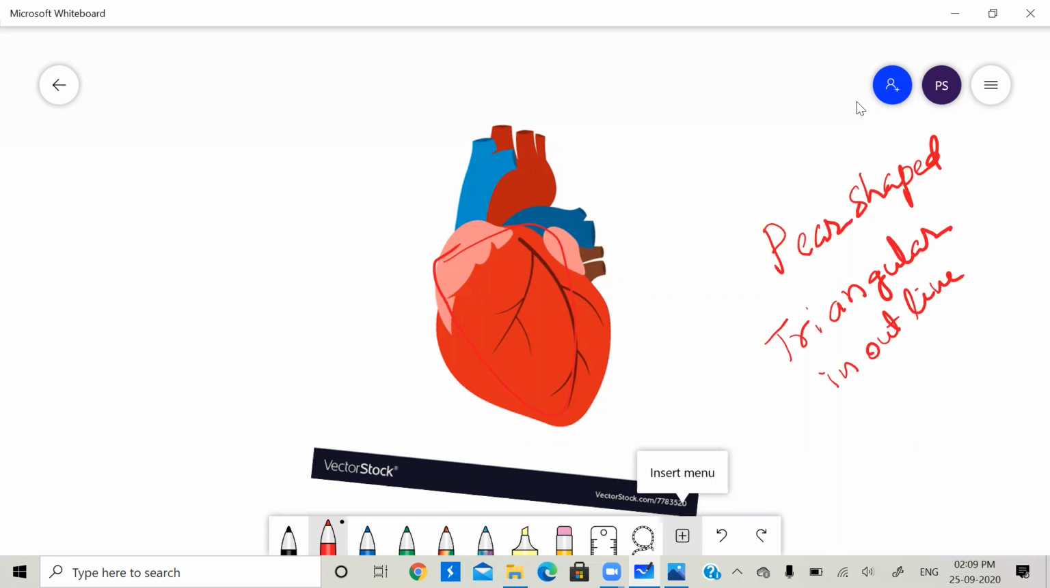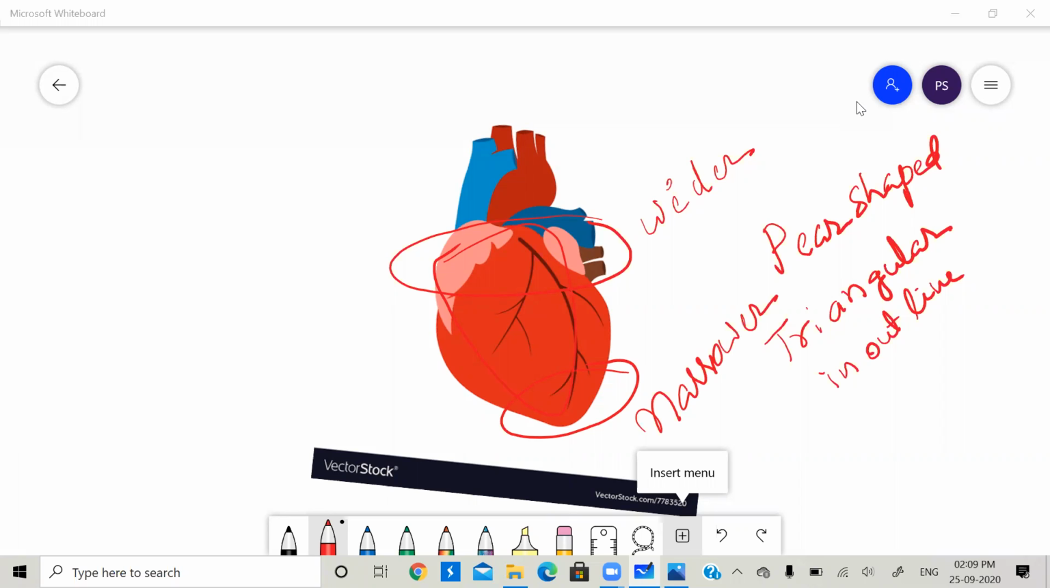The shape of the human heart is pear-shaped, and the outline is similar to a triangle. The anterior part is wider, and the posterior part is narrower.